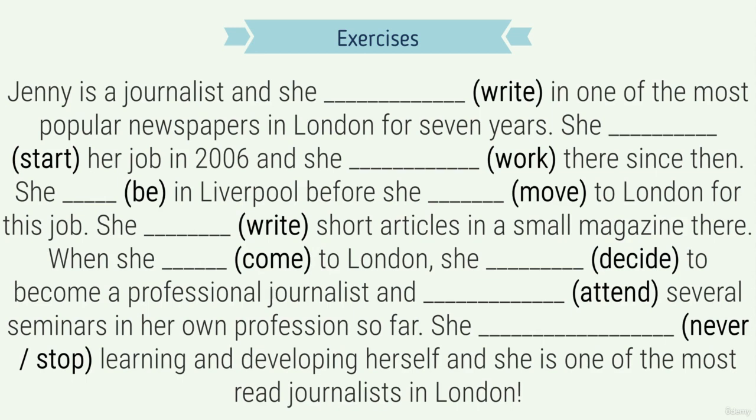Jenny is a journalist and she has written in one of the most popular newspapers in London for 7 years. In this sentence, I used present perfect because it's an action that began in the past and still has an effect in the current situation. She is still writing in one of the most popular newspapers.